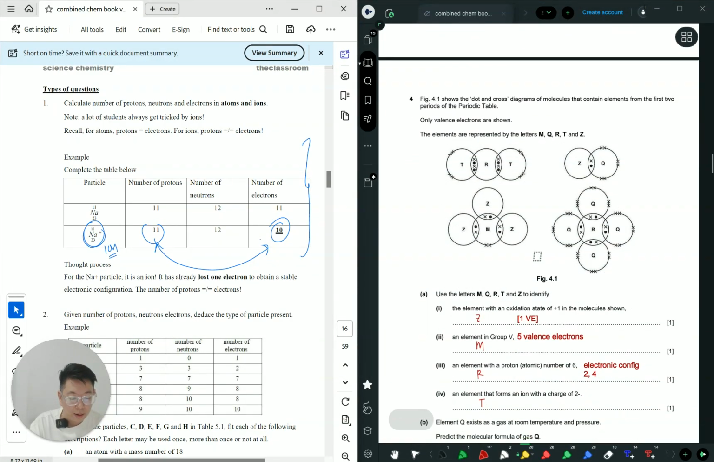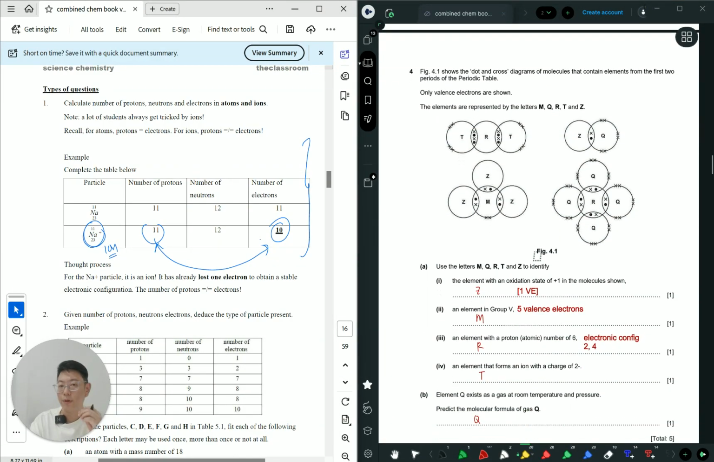Now, this one, I must admit, because it's not really a content-based question, might be a bit more difficult. So here, oxidation state of +1, we're looking for something with one valence electron. And if you look at Z, Z has that one circle valence electron. Answer is that.